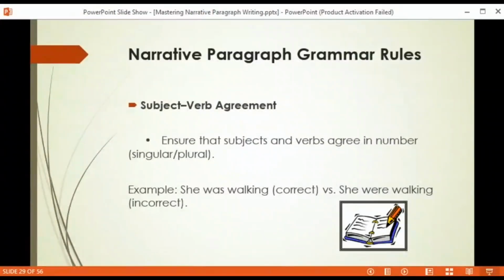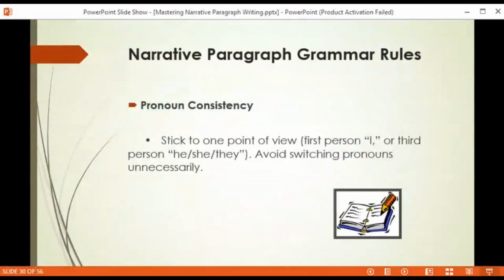Subject-verb agreement. Ensure that subjects and verbs agree in number, like singular and plural. For example, she was walking, this is correct. She were walking, this is incorrect. Make sure the subject-verb agreement is correct. Next slide, please. Pronoun consistency. Stick to one point of view: first person I, or third person she, he, they. Avoid switching pronouns unnecessarily. Next slide, please.